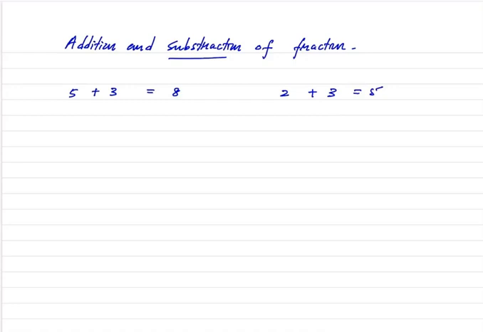Now, we call this one a whole number, right? And this one also a whole number. Now, we can write a whole number in fraction form. How do we do that? 5 can be written as 5 divided by 1, right? So 3 can be written as 3 divided by 1. So any whole number can be written in fraction form.